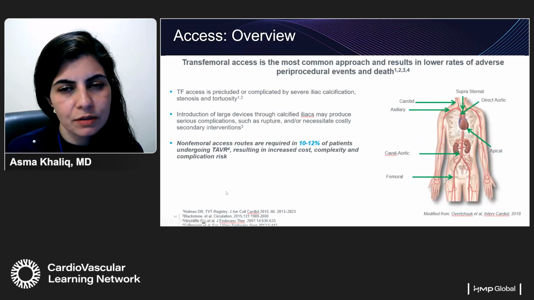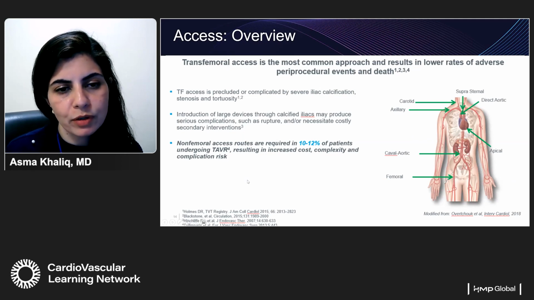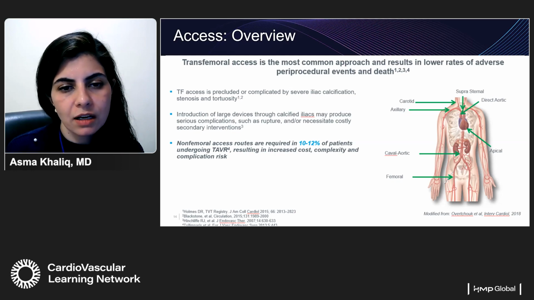This is basically just another way to say the same thing that I have said, that the non-femoral routes, which may be required in about 10 to 15% of the patients undergoing TAVR, are associated with more morbidity and mortality, are more complex, and therefore have more complications as well.